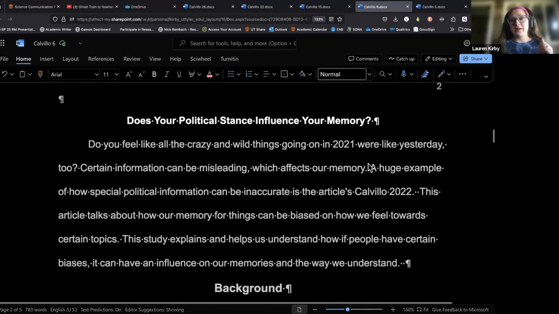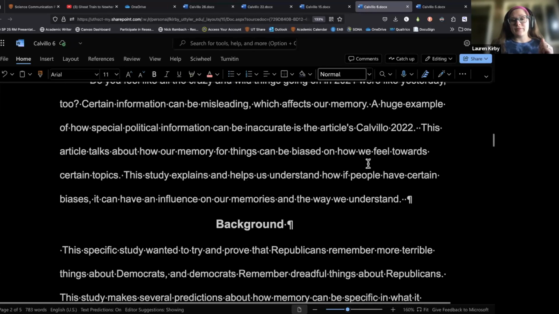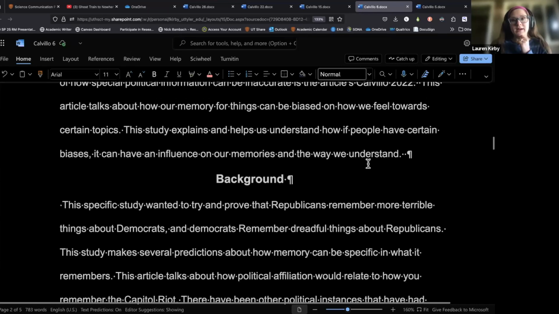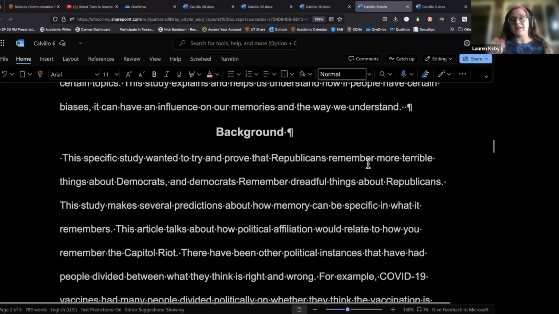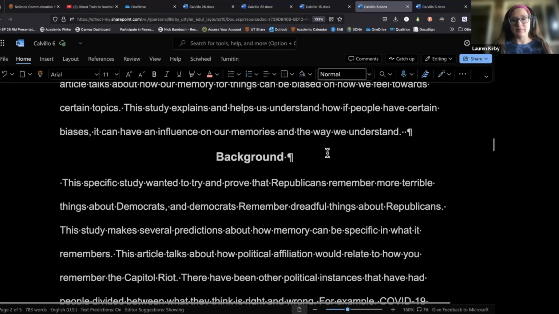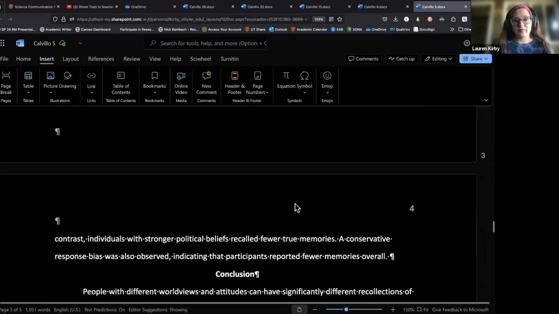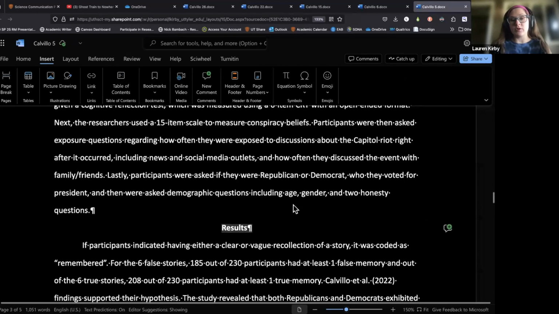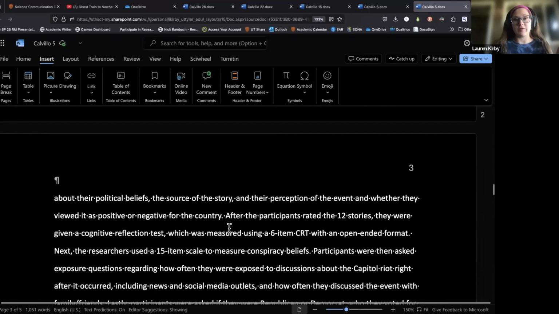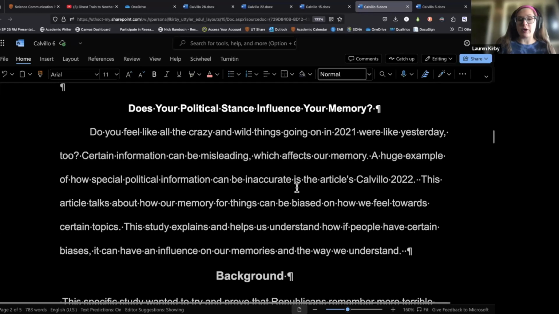But this just didn't seem to make attempts towards APA style. It doesn't look like you double checked anything. Your headings. This one did a good job. Headings are bold, centered. That's perfect. This one did do that part correctly.